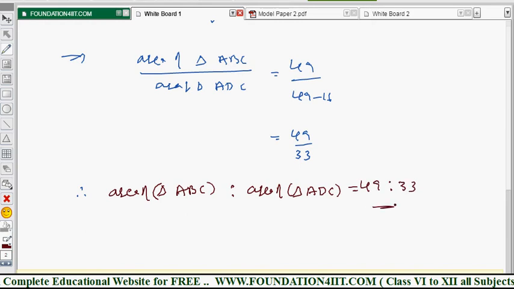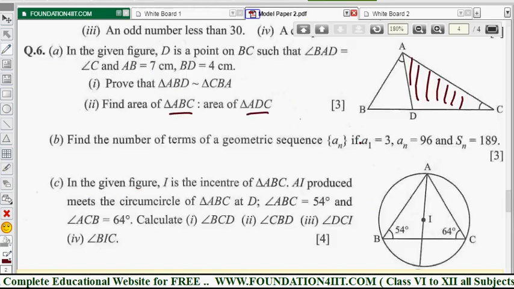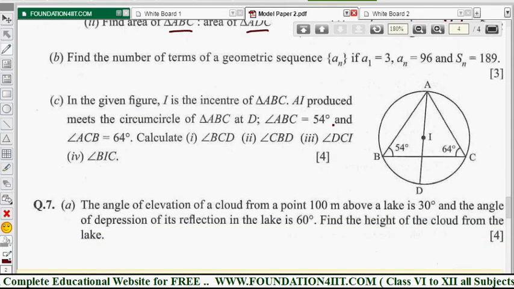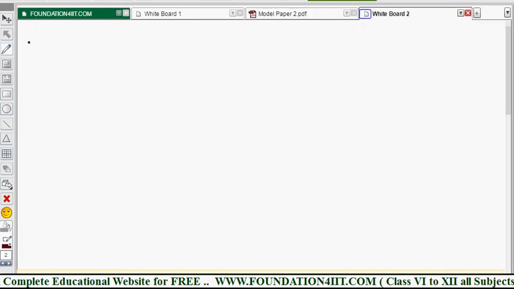Right? So we can solve in this. Just to see which triangle we need to solve, that we can take. And let me see the next one. Find the number of terms of a geometric sequence, if A1 is 3, AN is 96 and SN is 189. We need to find out the number of terms. That means N value we need to find out. Let's take this.